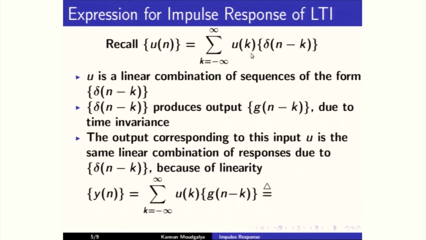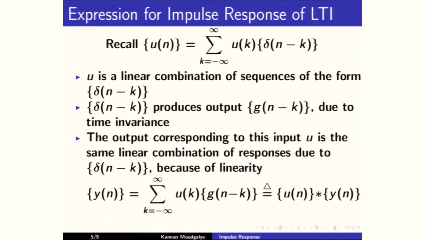This is obtained as a linear combination with u of k multiplying this. The same u of k should multiply here because these are all scalars, that multiplies the corresponding output. Delta of n minus k produces G of n minus k. Now remember the rule on argument. The sum of these two arguments should be equal to the argument on the left hand side, which is n in this case. Now we define this, recall the symbol which we stated in one of the earlier presentations.